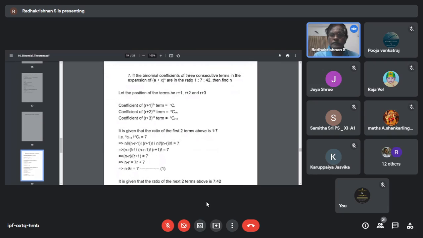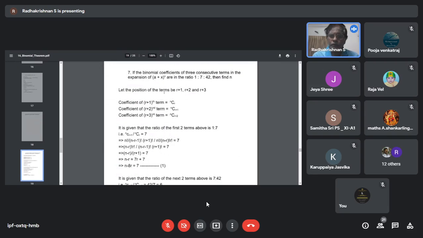See, what you have to do is let those terms be the r plus 1th term, r plus 2nd and r plus 3rd. Take these three terms, because they are given as consecutive terms. So r plus 1, r plus 2, r plus 3. The r plus 1th term coefficient will be nCr, the r plus 2nd term will be nCr plus 1, and the r plus 3rd will be nCr plus 2.